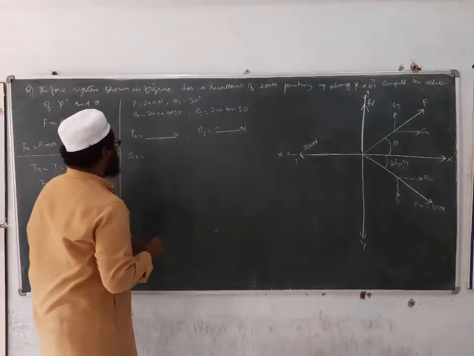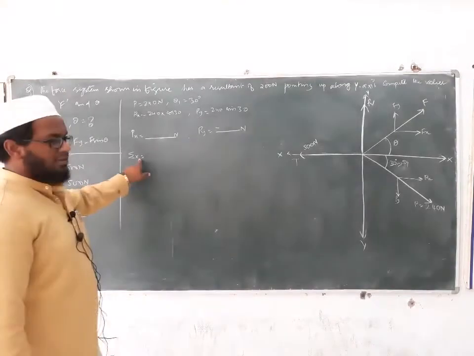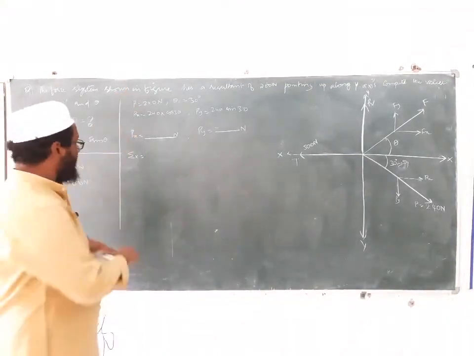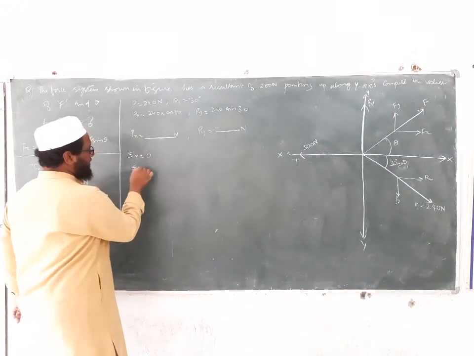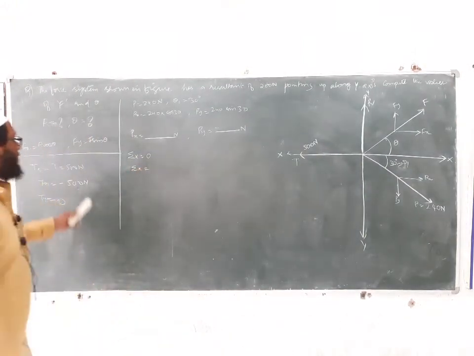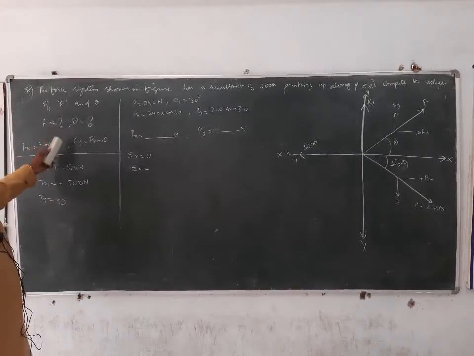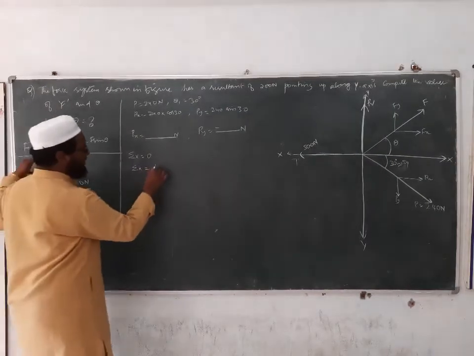Now we'll start with sigma x. We know sigma x is equal to 0 here, so sigma x is equal to 0. What are the forces we have? Fx, that is F cos theta.